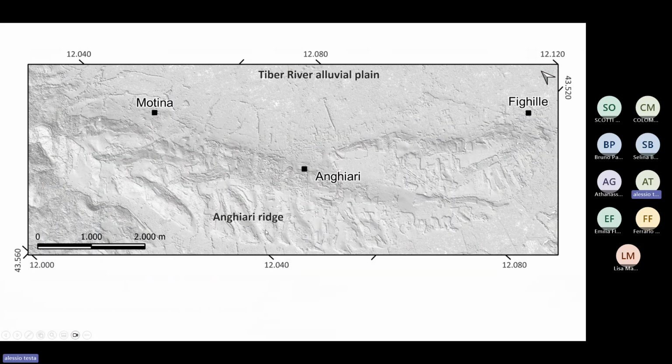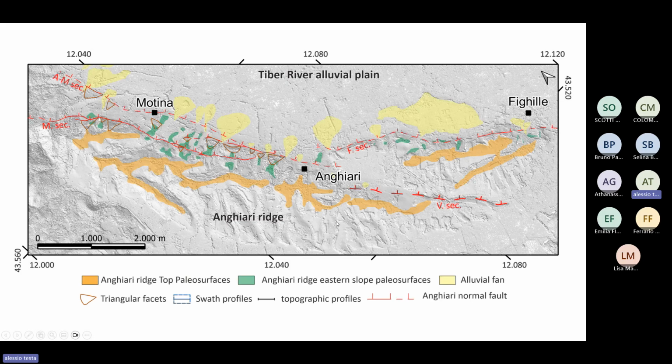So we acquired DSM from satellite images at the scale of the whole basin, and we focused on the Anghiari Ridge, performing a morphological analysis. This is our morphological interpretation. We mapped several features such as paleosurfaces, triangular facets, fault scarps, alluvial fans, and so on. In particular, we mapped 2 different kinds of surfaces. You see the surfaces mapped in orange are continuous and elongated, while the surfaces mapped in green, located on the eastern side of the ridge, are small and discontinuous.